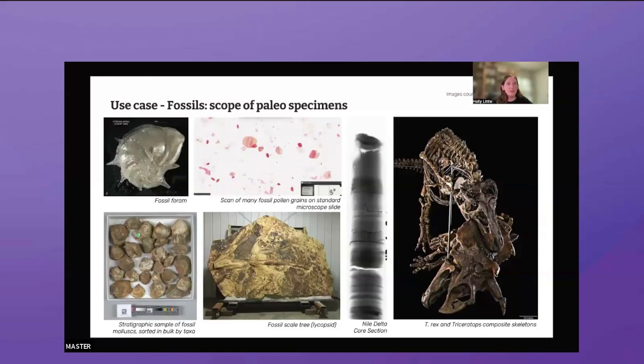A fossil specimen in a collection could be a single microscopic organism like this foram, a jar of them, a single slide with thousands of fossil pollen grains, a stratigraphic sample of dozens of mollusks or a single mollusk, a slab from the size of your hand to the size of a treetop with many organisms on it, a drill core from across many stratigraphic layers, and of course, large, full skeletons that might be a single organism or a composite of many.